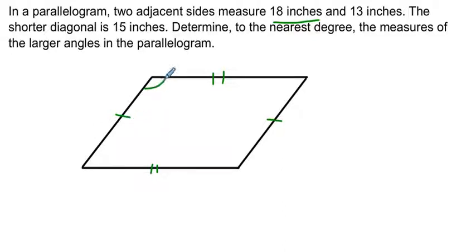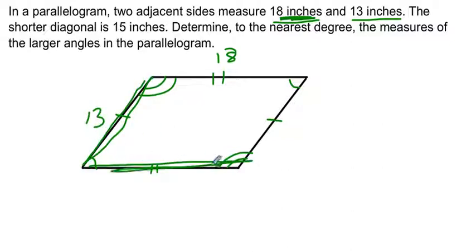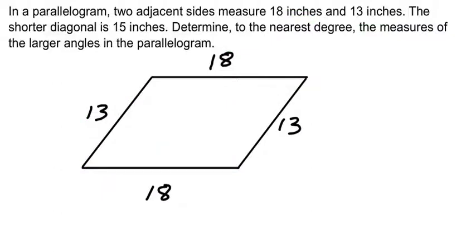Now this angle would be the same as this angle. And this is the same angle as this angle. That's what parallelograms are. So we first have to draw it. It doesn't have to be a perfect drawing. Notice that one side is 18 and the other side is 13. So I'm making it obviously 18 and 13. So this side is shorter than this side. And that's really all we have to do in this. Once we have it drawn, we can label it.